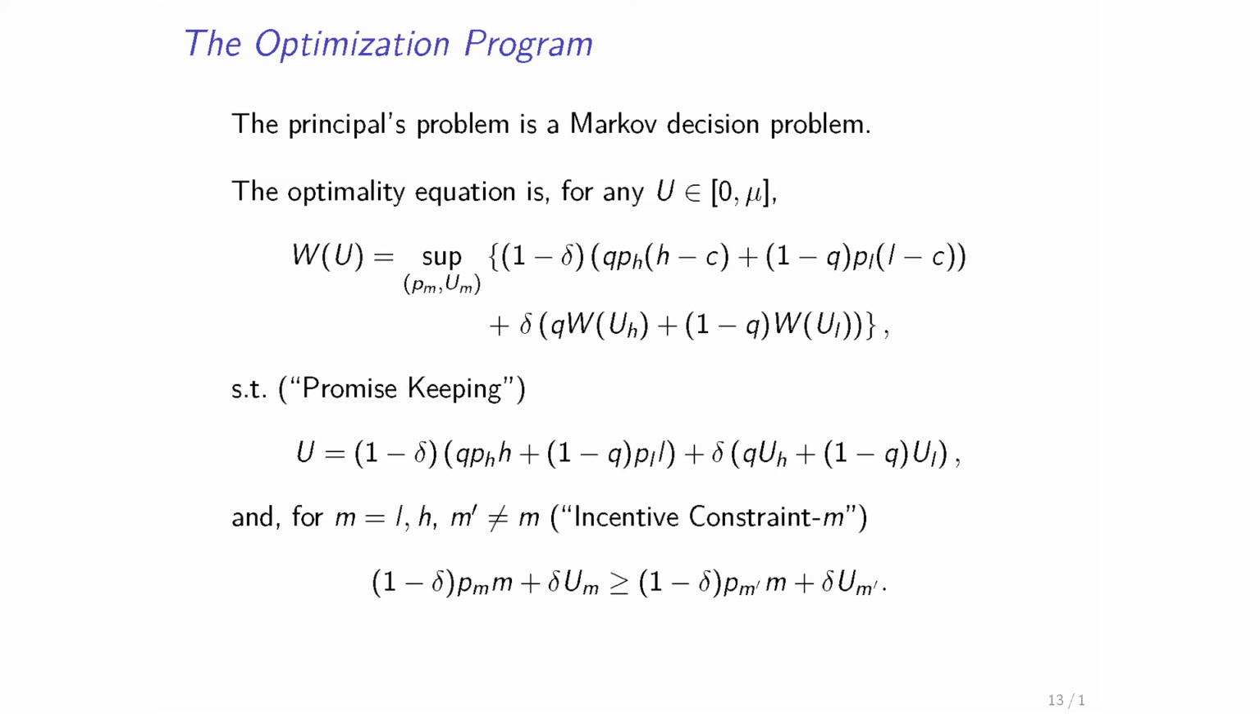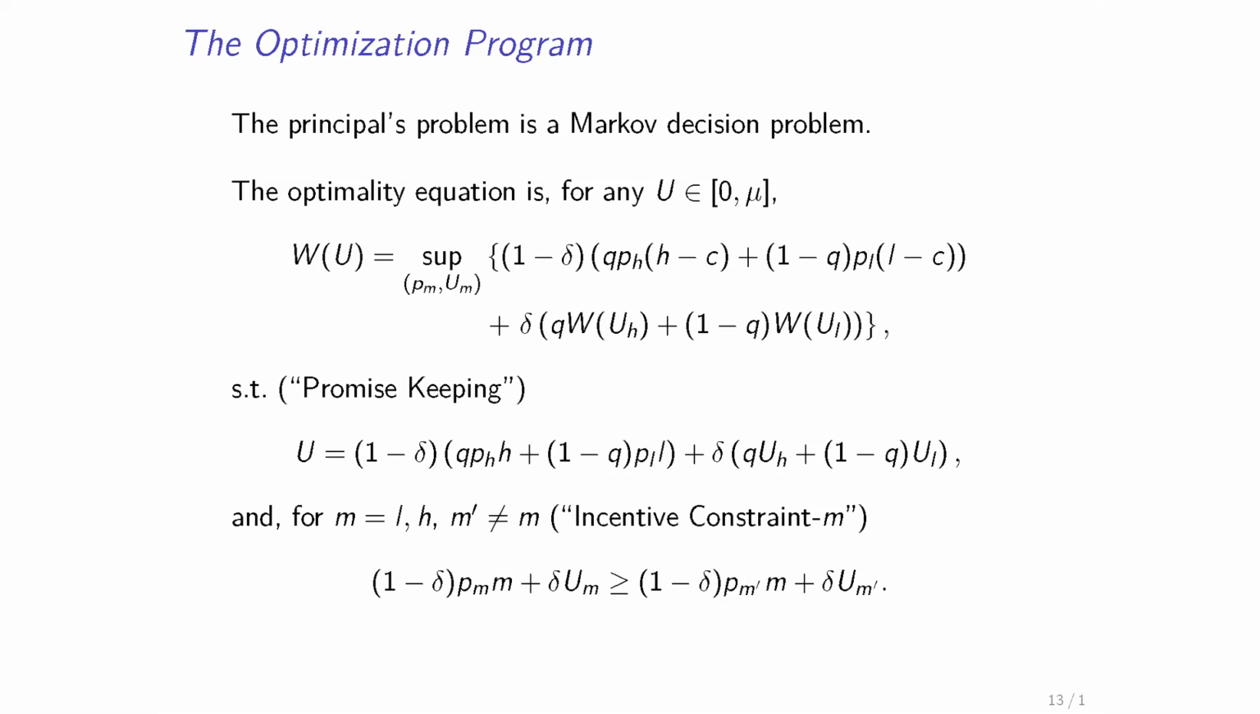mu. And the principal wants to maximize his payoff subject to the constraint that the agent's promised utility is U ex ante. And for any type, low or high, it has no incentive to mimic the other type. Okay. Now, the principal's payoff is given by the sum of this period's flow payoff and his payoff from the continuation play. Okay. Questions? Good.